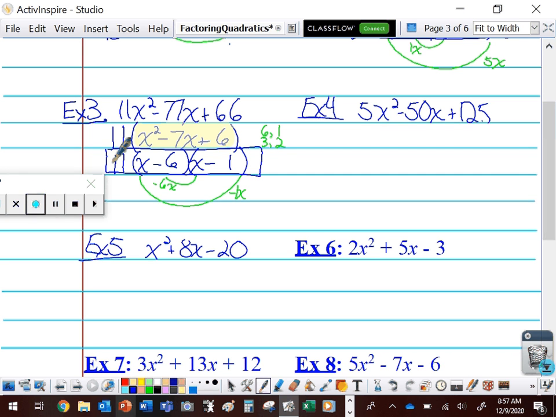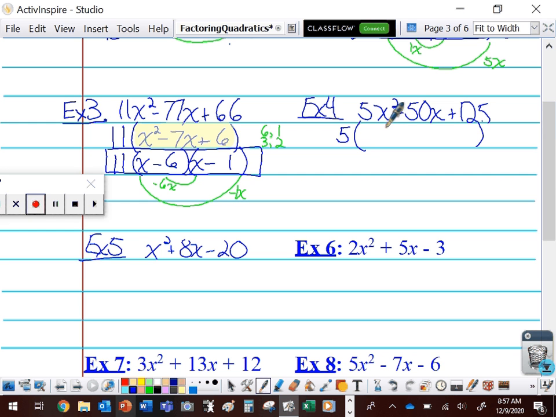Okay, next up, number 4 here. I have 5x squared minus 50x plus 125. All right, so one more time. I see all these big numbers. I'm hoping for a GCF. Well, all three of these are divisible by 5. So I write down a 5, open up one set of parentheses, and divide each term by 5.